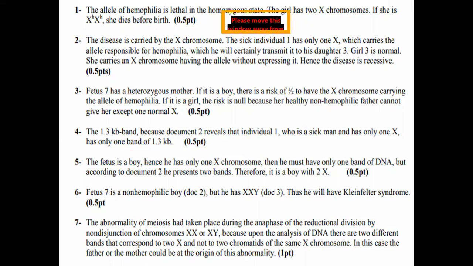At what stage of the meiosis does this problem occur? During the anaphase. Why? Anaphase of the equational or the reductional division, during the disjunction of the chromosomes, either XX or XY. Because upon the DNA analysis, we have two different bands. So we have two X's and not two chromatids of the same X chromosome. In this case, the father or the mother could be the origin during the segregation of these gametes. So either the male, the father, or the female, the mother, will be the origin of this disease.